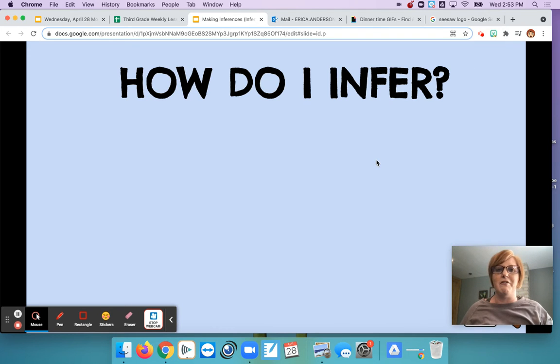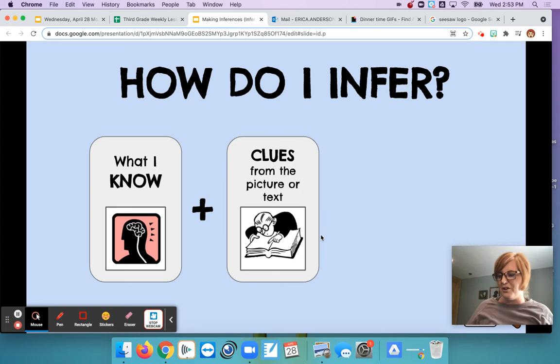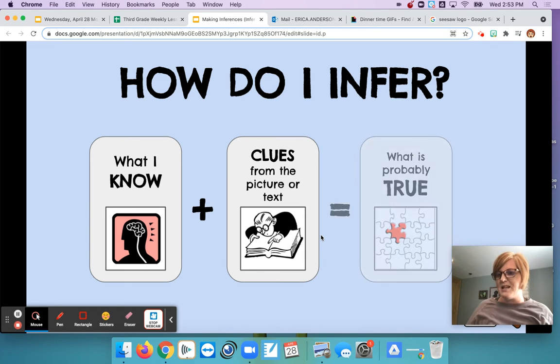So, how do you infer? Well, you infer by taking what you know about a situation. We call this our schema. So we think about everything we know. This is our background knowledge. This is just our life experience. We combine that with our clues from either the pictures or the words that we're reading to help us think about what is probably true about what's happening in this part of the story.